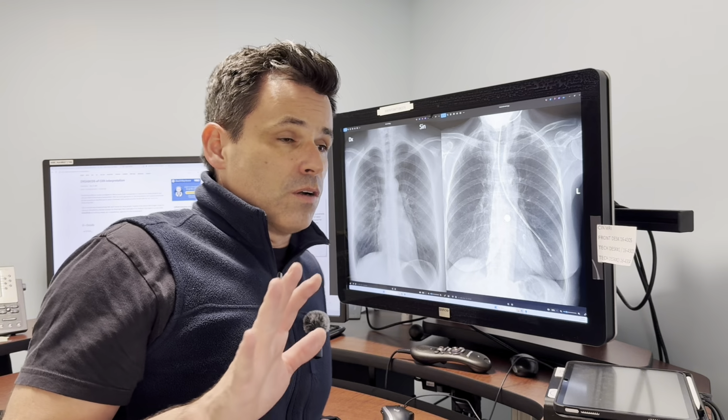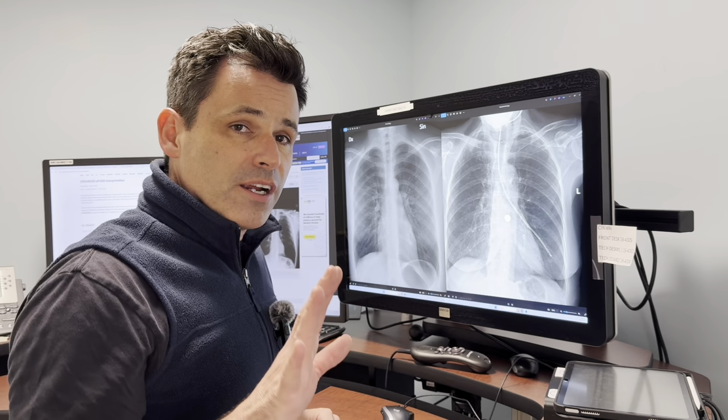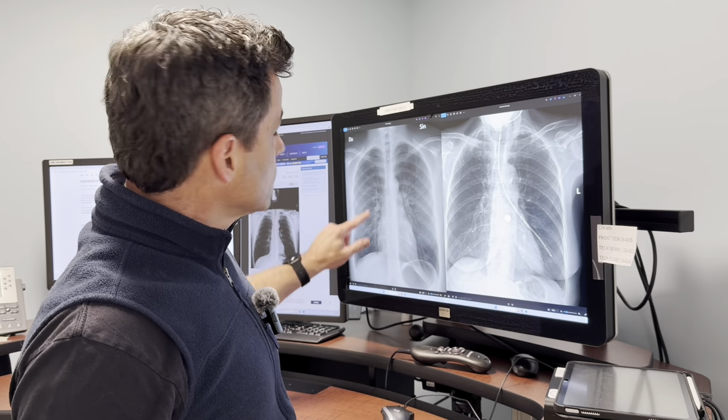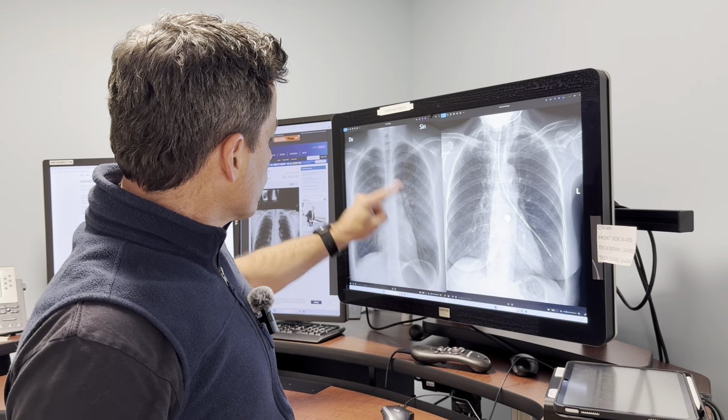Now you're looking at all of the air spaces completely to assess for any pathology. A good look at the lungs involves looking at all aspects of the air spaces, including the diaphragms, the costophrenic angles, the apices, and the lateral margins.